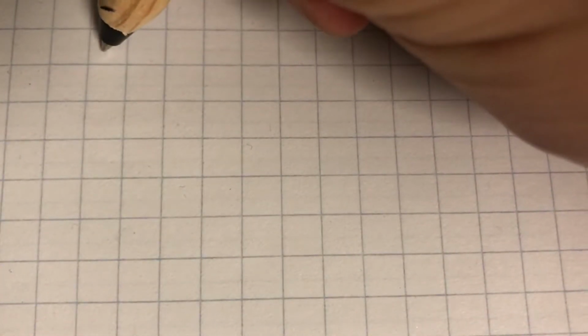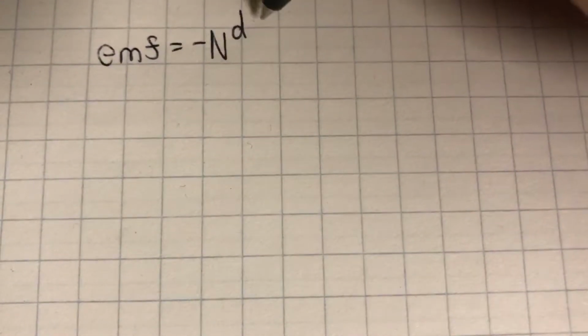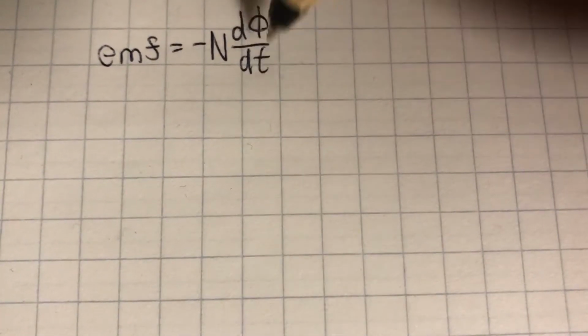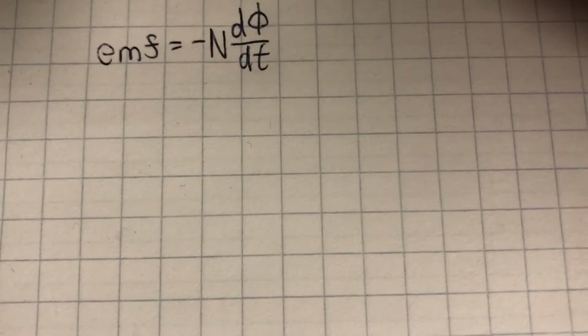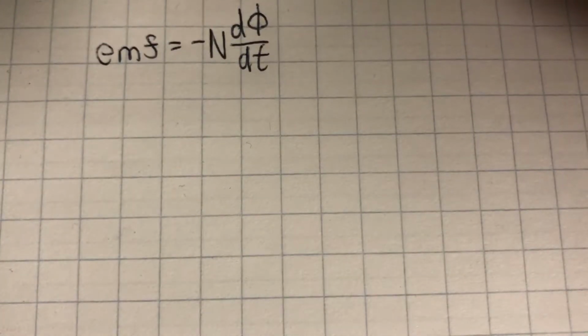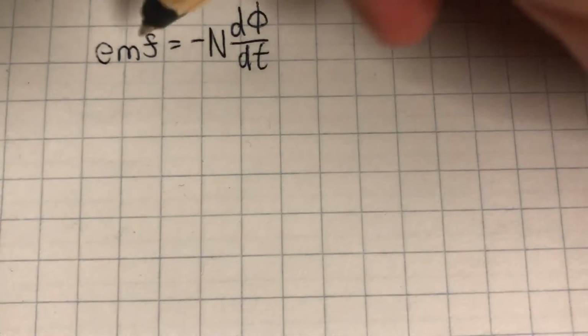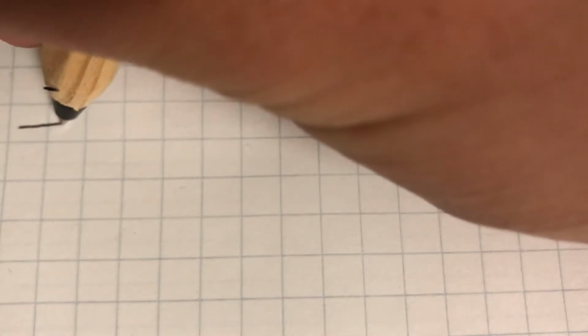So let me just write down Faraday's Law real quick to remind us, right? So EMF is equal to negative N times the change in flux over the change in time, right? So there to remind us. Okay, so let's start with drawing one of the magnets from the pickups. I'm going to draw it sideways.